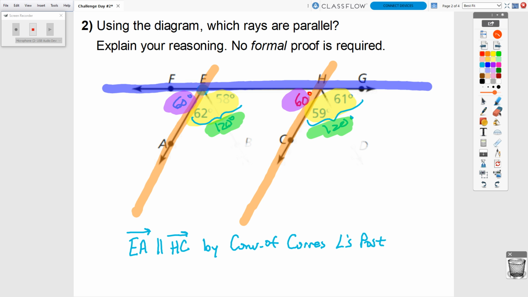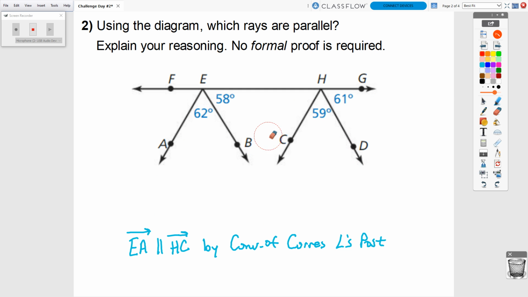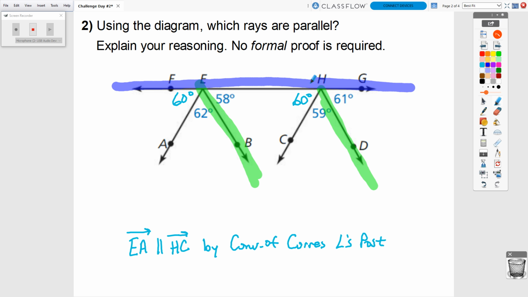All right, so now let me clear off all of this so we can look at those other rays, because I ghosted some of them out. We need to rehide some other ones. So let me pop in the 60 degrees that were back here and here. And again, now let's focus on EB and HD. And line FG is going to act as our transversal.